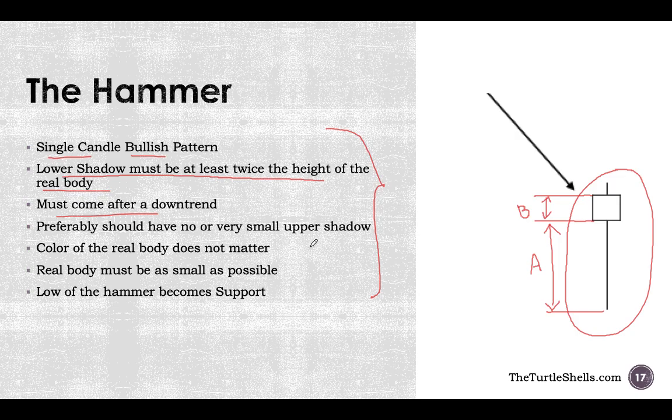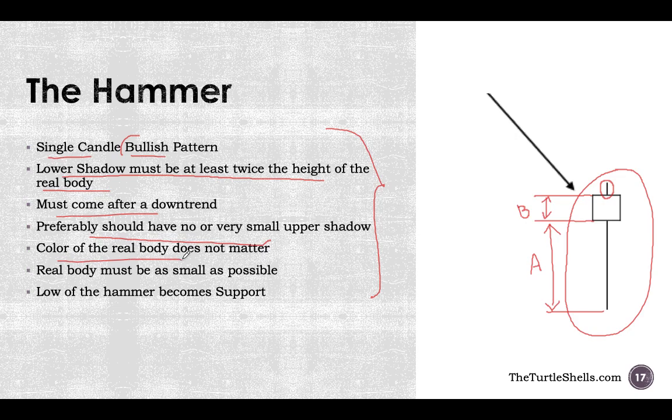Next, it should preferably have no or very small upper shadow. This upper shadow that you see here should preferably be small, or if there is no upper shadow, it's even better, because remember I mentioned that upper shadow represents bearishness and lower shadow represents bullishness. And this is a bullish pattern, so we don't want any bearishness in a bullish pattern. That is why this upper shadow should be as small as possible.